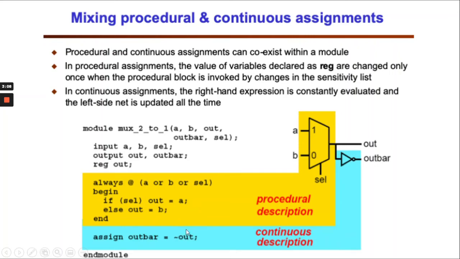And then we are also using this continuous description. For example, we are assigning the out bar equal to the inverse of the out, right? As you can see, the assign here is continuous. It will always be like that. It does not depend on changes in A, B, or select.